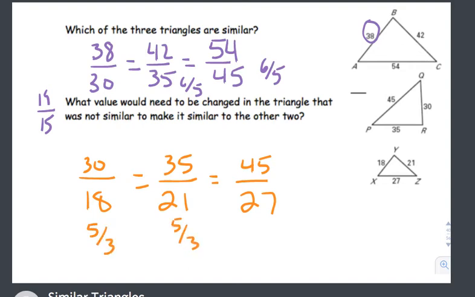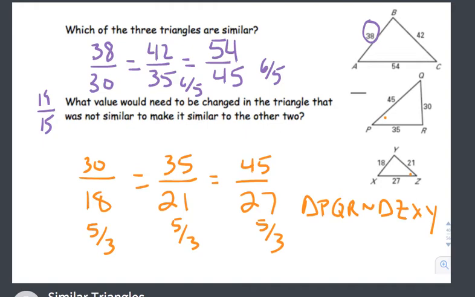So I am going to name the similar triangles. I'm going to say P, Q, R. P was between the medium and the long leg, so I will need to start with Z. I went from P to Q across the long leg, so I need to go from Z to X across the long leg, and then to Y, so those are the similar triangles right there. And then to fix says what value would need to be changed in the triangle that was not similar to make it similar to the other 2. It would be to change this 38 to a 36, and then they would be similar as well.